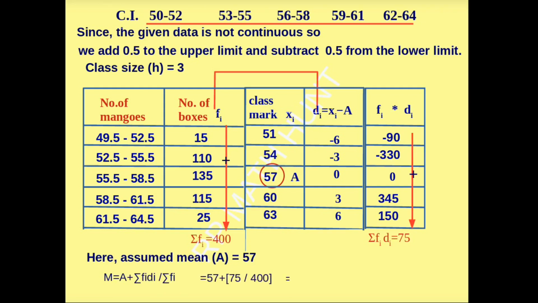Now, mean is equal to A plus sigma fi di by sigma fi, which is equal to 57 plus 75 by 400, which is equal to 57 plus 0.1875. That is equal to 57.19.